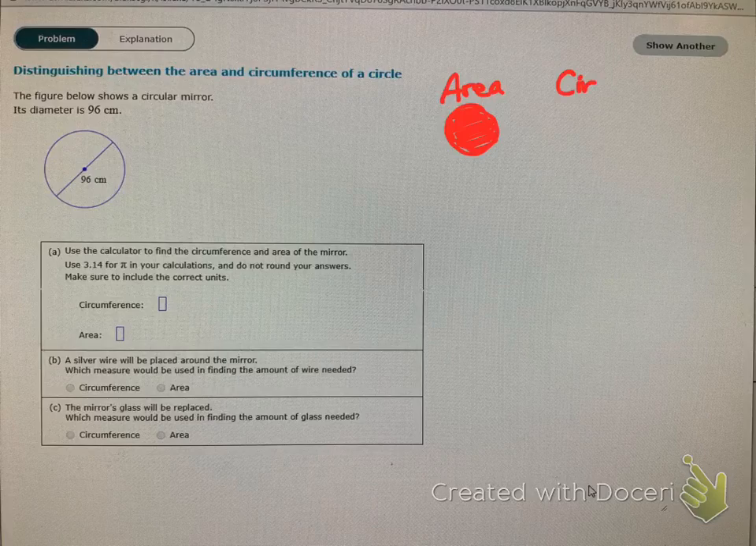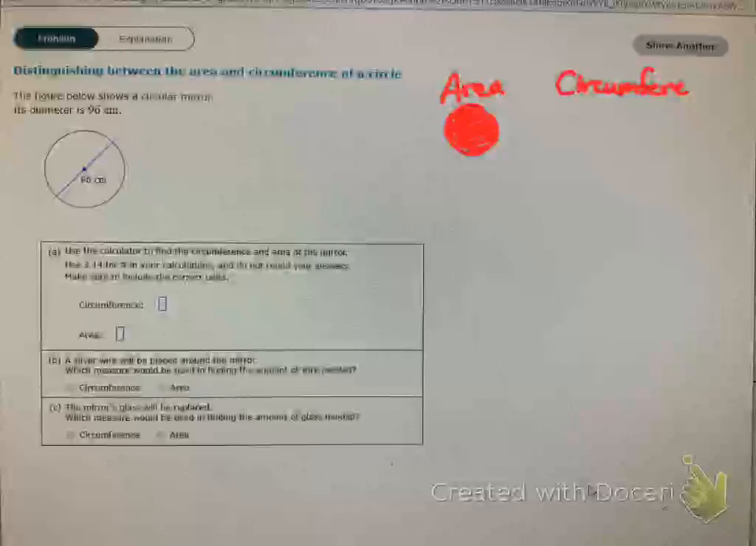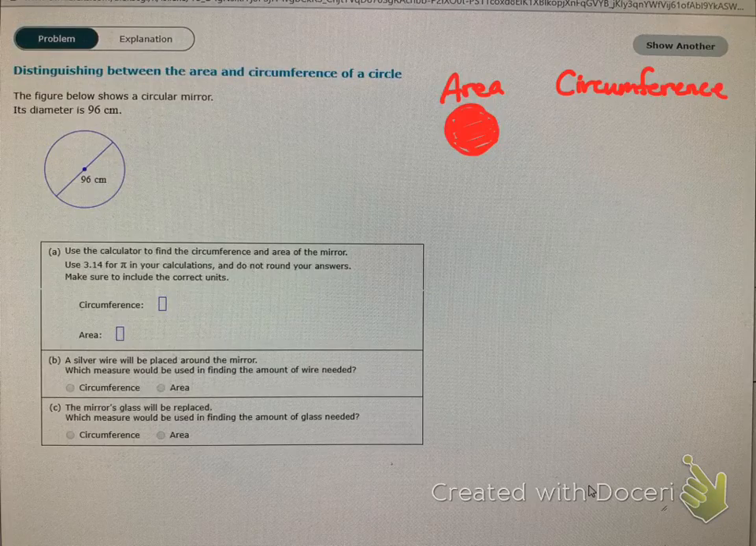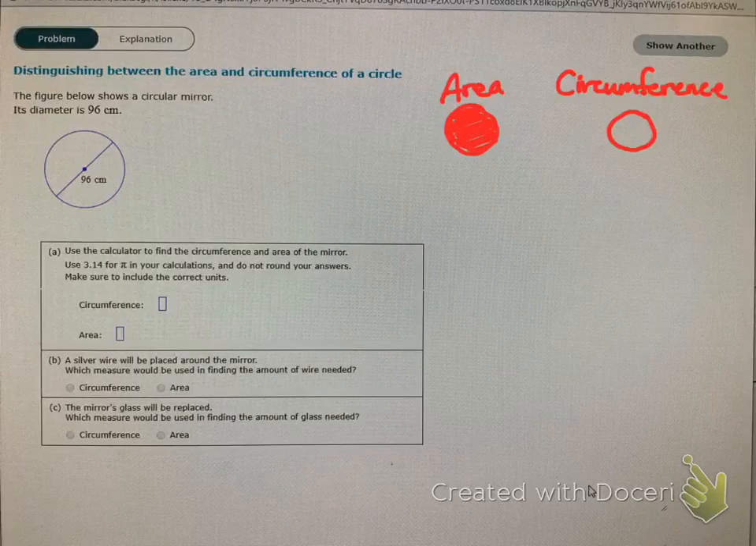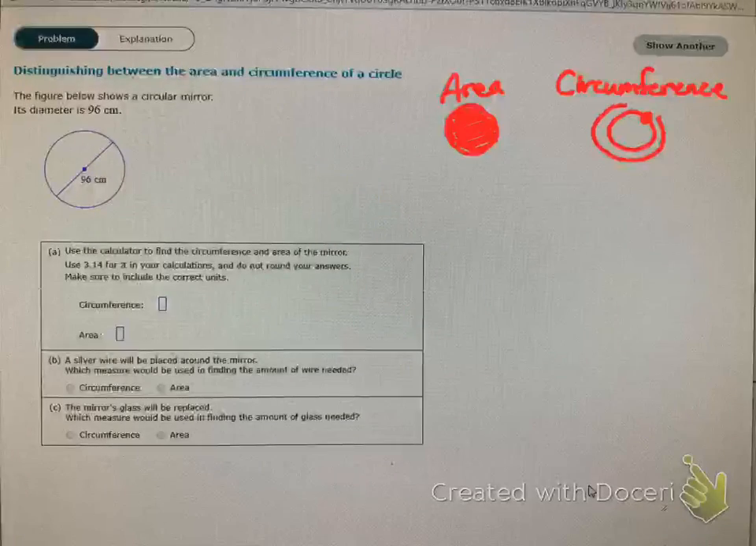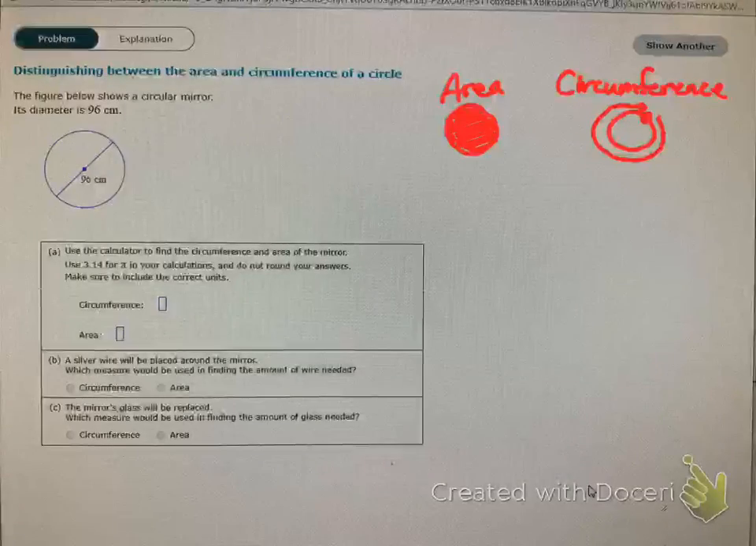Circumference doesn't talk about how much area is inside. It talks about how much it is to go around. So if I started here at this dot, I went all the way around, and I went right back to that dot. So what's the distance if I walked right on that circle around?